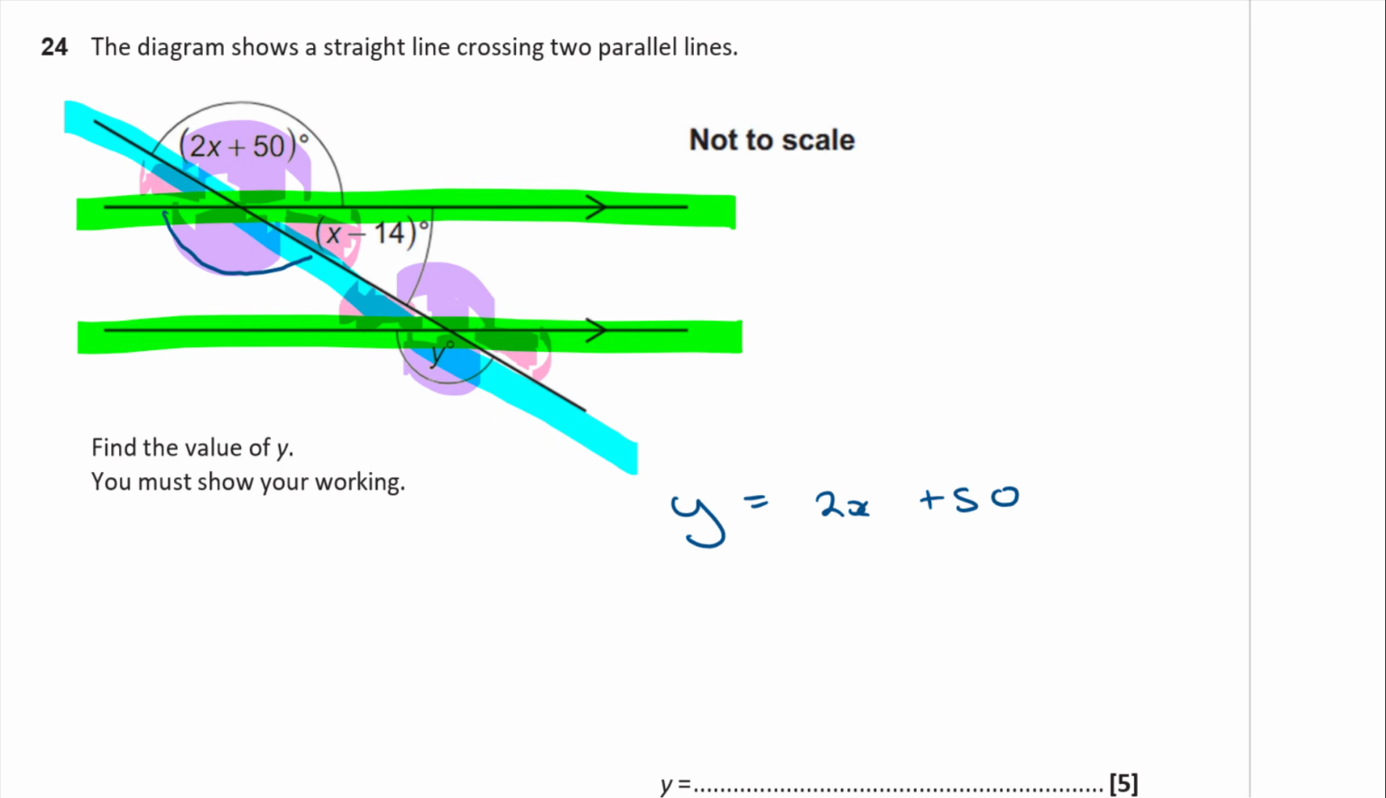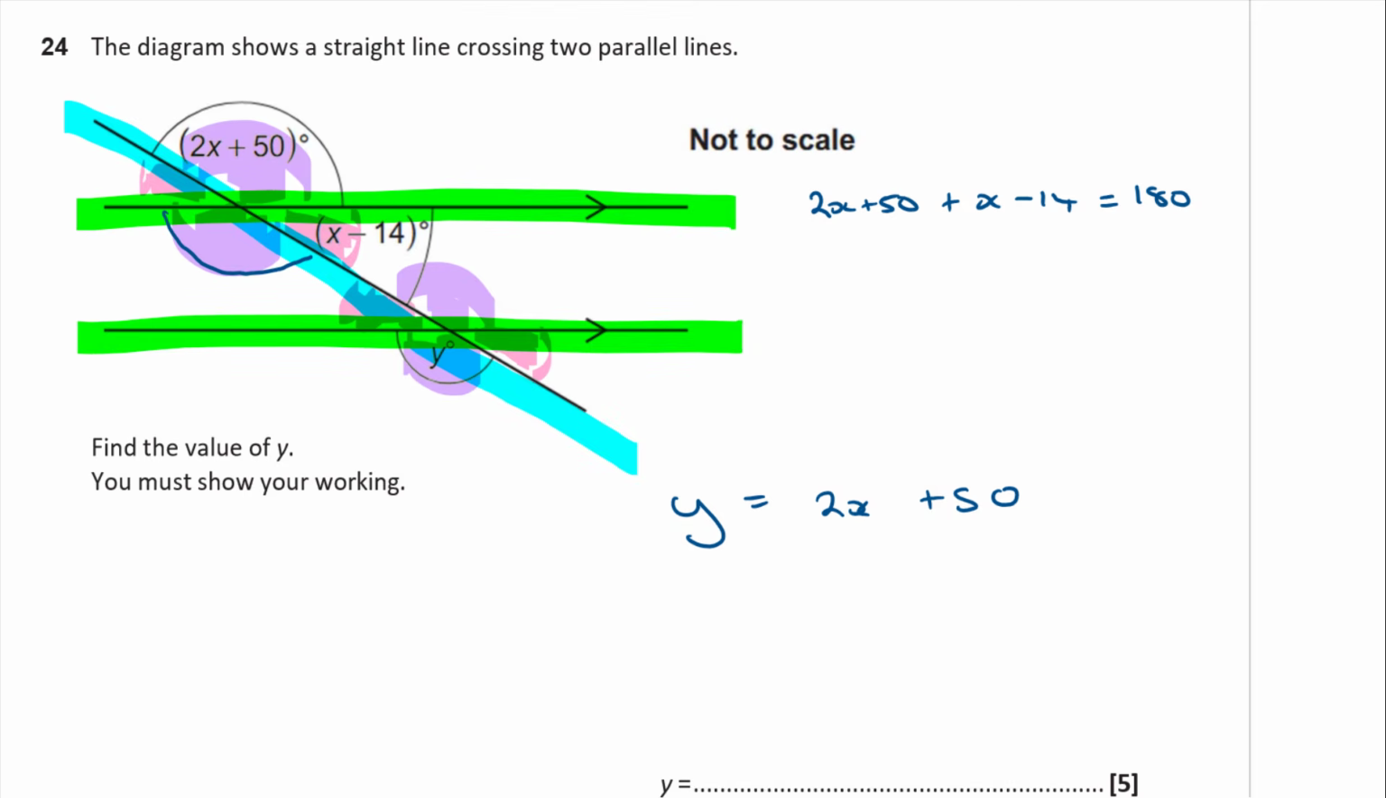Okay, but we don't actually know at the moment what 2x plus 50 is, because we don't know what x is. But we've also got two angles that involve x, and when they lie in a straight line, we know that these two add up to 180 degrees. So if I take the 2x plus 50 one and I add on the x minus 14 angle, it should add up to 180 degrees because they lie in a straight line.